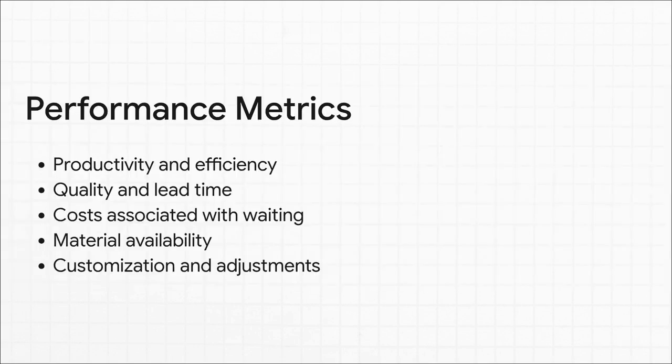I really want to pause on Step 3 for a second because this is absolutely vital. You cannot just guess what's wrong with a process. It doesn't work. You have to measure it using rigorous performance metrics. We're talking about tracking productivity, efficiency, quality, and lead time. You need to calculate the actual costs associated with waiting, check material availability, and look at how customization affects the workflow. Having this data is literally the only way to detect those random uncertainties we talked about at the very beginning.